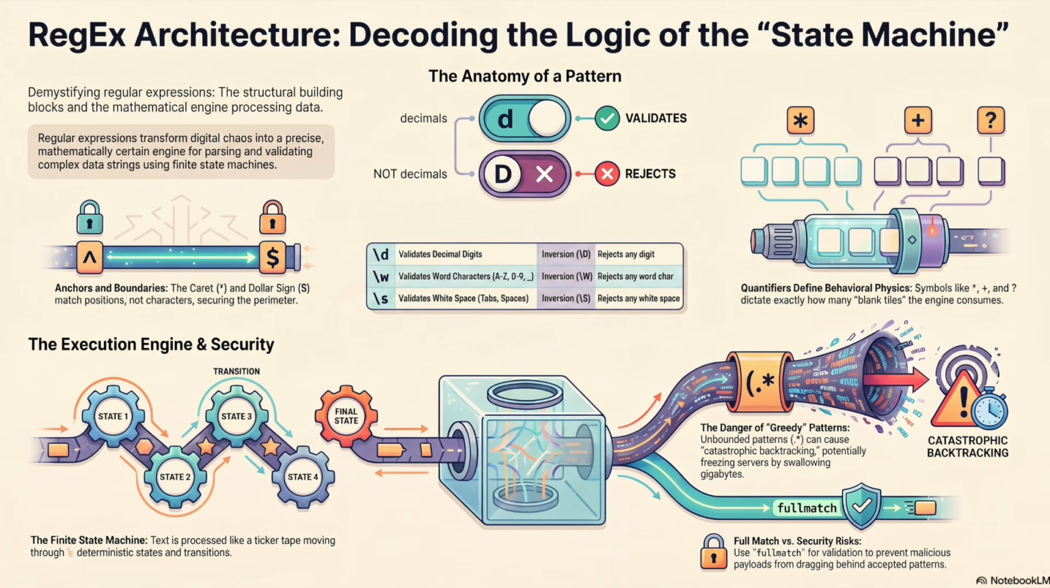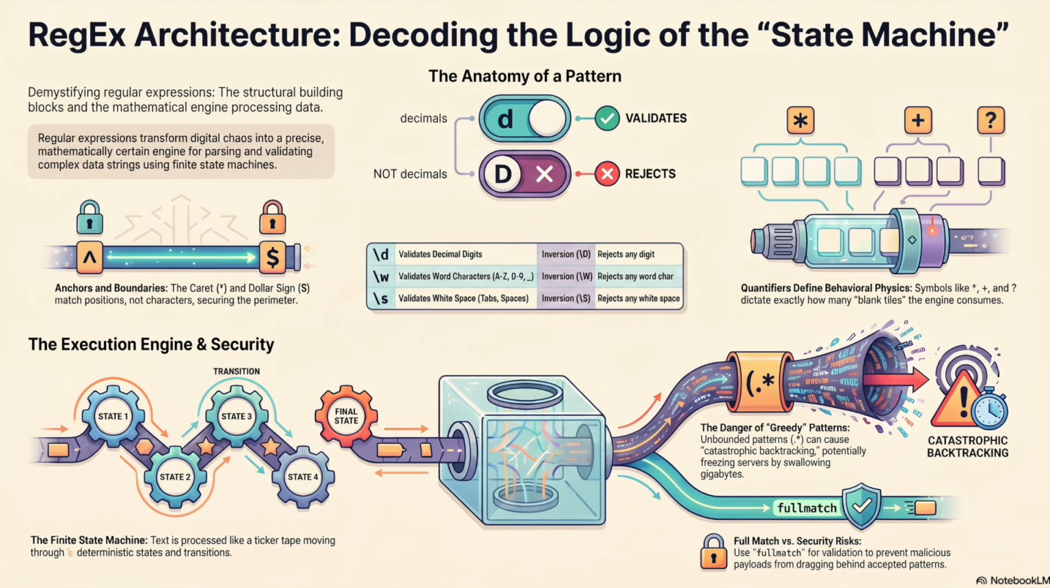You also have re.split, which shatters a string into an array, not just based on a simple comma, but based on complex conditional patterns. And re.findall, which acts kind of like a harvester, just ripping through a document and returning a clean list of every isolated substring that navigated your state machine successfully.